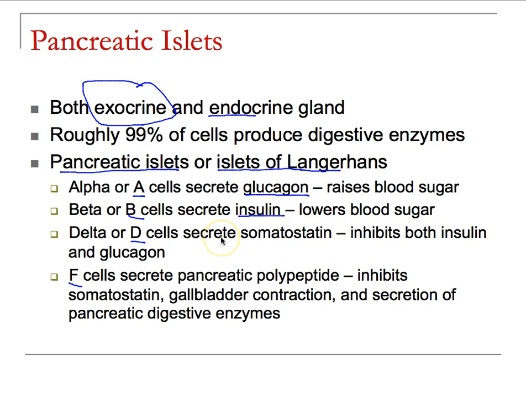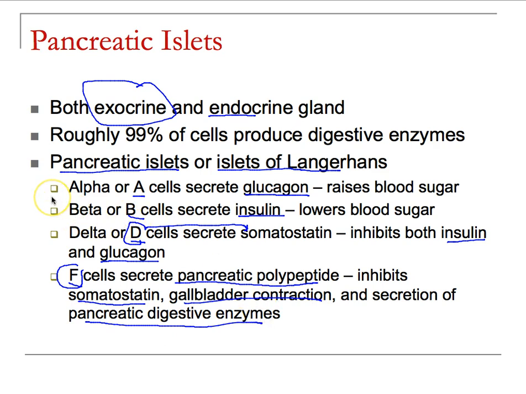Delta cells we come back to inside chapter 24, but for the most part, D cells make and secrete somatostatin, and they inhibit both insulin and glucagon. And then finally, F cells secrete pancreatic polypeptide that inhibit somatostatin. So F cells shut off D cells, which means then A cells and B cells can do their job. They also incite gallbladder contraction, and they incite the release of pancreatic digestive enzymes.